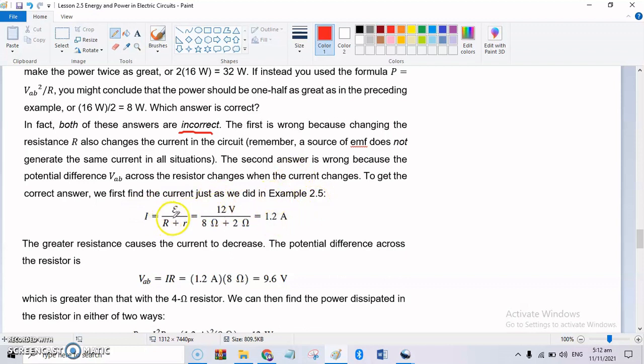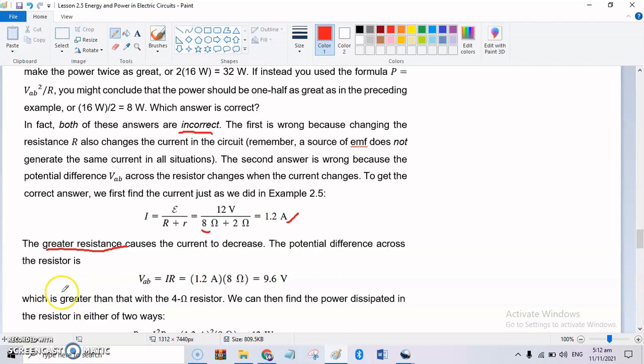What is the current? Now, replacing the 4 ohm with 8 ohm, we have 1.2 ampere. So the current is 1.2 ampere. The greater resistance causes the current to decrease. Remember that. The greater the resistance causes the current to decrease. So lumiit si current.